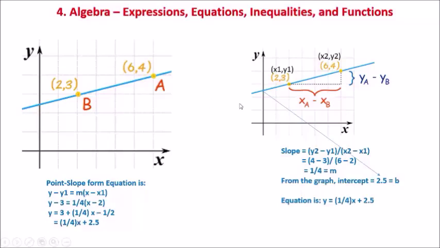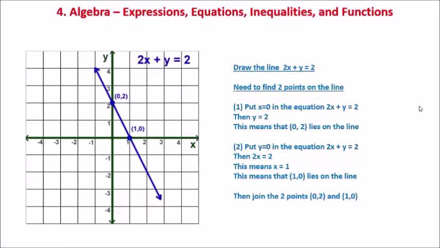If they give you the picture, then you can directly get the intercept and then use this. But if they don't give you the picture, they just give you the 2 points, then you compute the slope, and then you use the point slope form, and then you can calculate the equation.